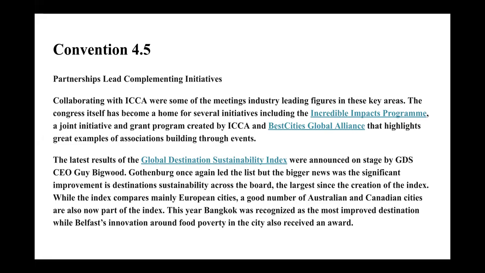And also the improvement of destination and sustainability across the board, the largest since the creation of the index. While the index compares mainly European cities, we have to see a number of countries in Europe that are going to have conventions, and it's going to have a good number of Australian or Canadian cities here. Also, among Eastern cities, especially Bangkok, it is recognized as the most improved destination, and innovation around food poverty in the city received an award here.